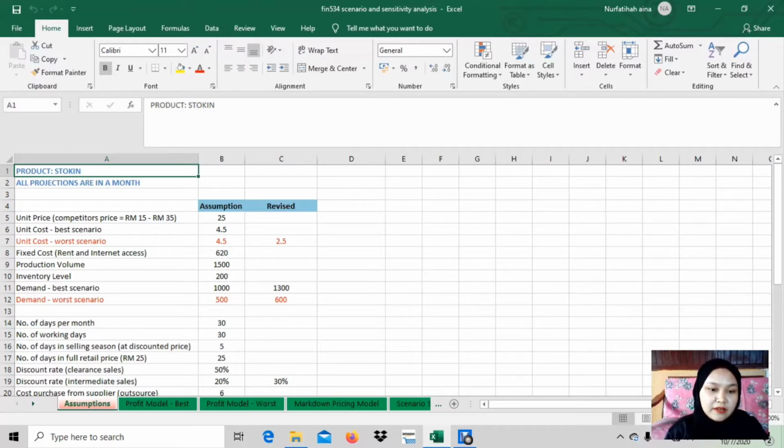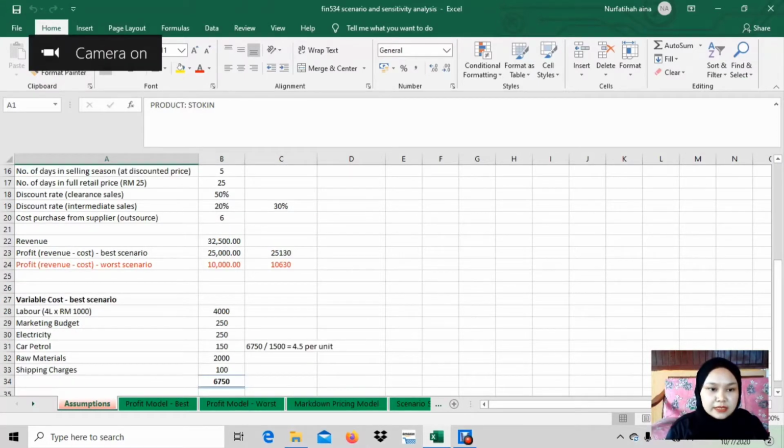Meanwhile, on the other 5 days I will sell my product at the discounted price. The discount rate for the clearance sale I assume is 50%. Meanwhile, the discount rate for the intermediate sale I assume is 20%. And the cost purchased from the supplier, which is outsourced, I assume is RM 6. I am targeting RM 32,500 as my revenue every month.